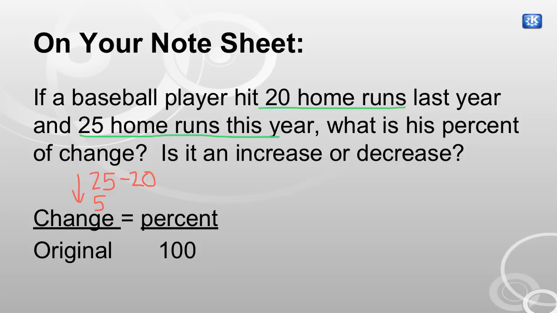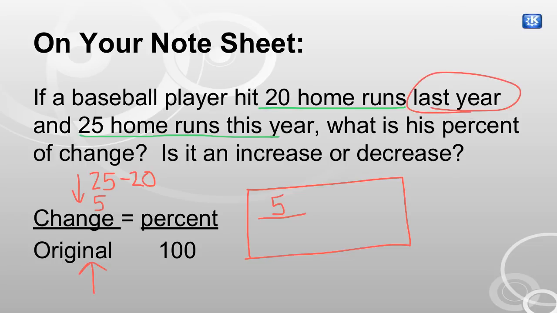So I'm going to write my proportion over here. He hit 5 more home runs. Originally, that means last year, not this year, he hit 20. And we're wondering about the percent. And of course, that's always over 100. So if you picked up your calculator and you took 5 times 100 divided by 20, you would find that your answer will be x equals 25%.